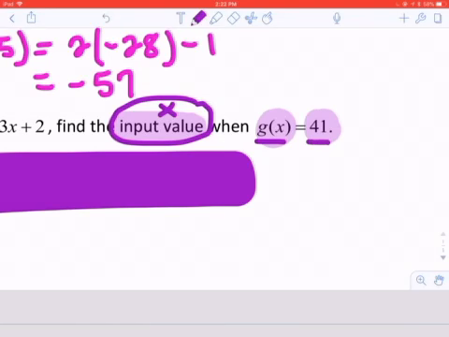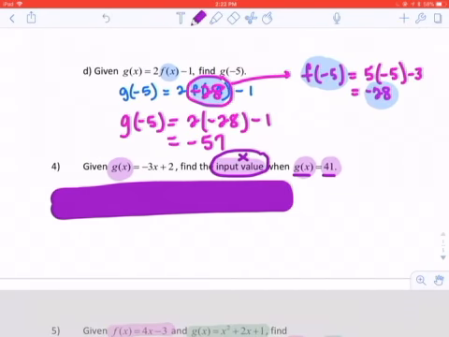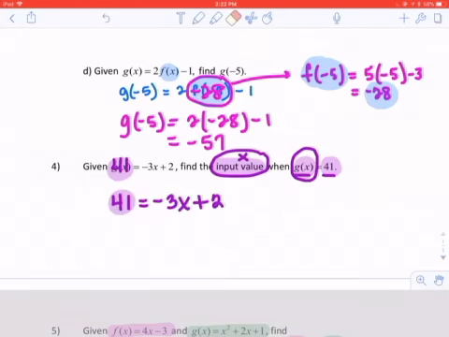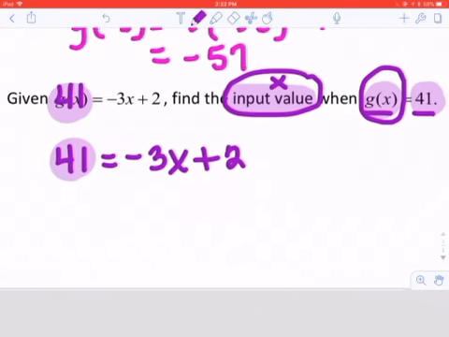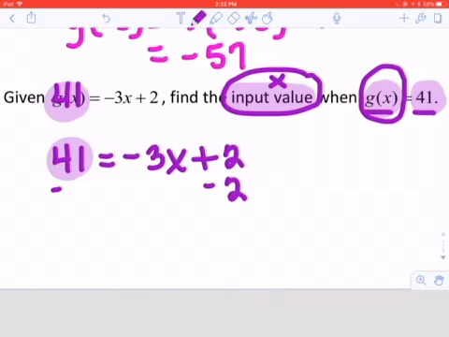Do I say here x equals 41? No. It says g of x equals 41. Do not substitute 41 in for x. You're going to substitute 41 in for g of x. So it's going to look like this. And now you just solve. Subtract 2, subtract 2.